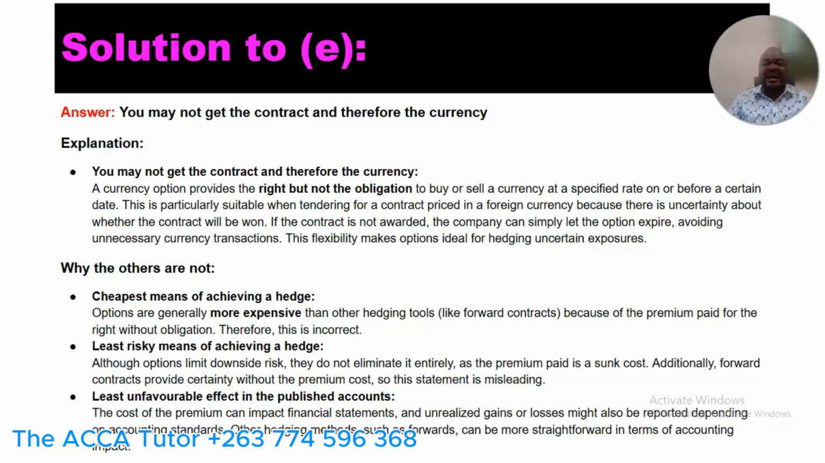Lastly, least unfavorable effect in the published accounts. The cost of the premium can impact financial statements, and unrealized gains or losses might also be reported depending on accounting standards. Other hedging methods, such as forwards, can be more straightforward in terms of accounting impact. Is that clear, ladies and gentlemen?